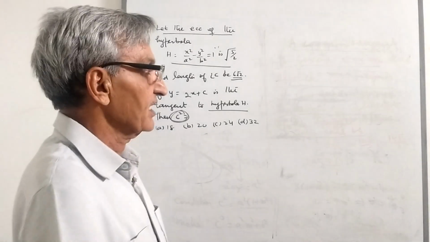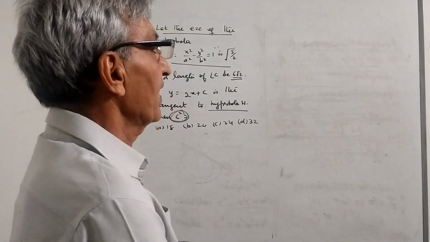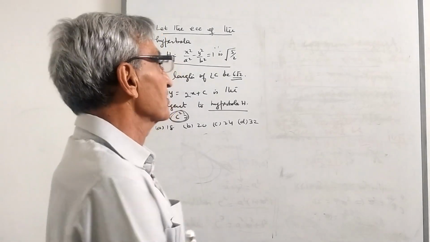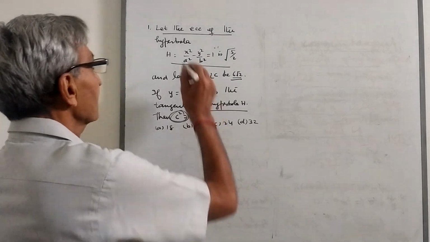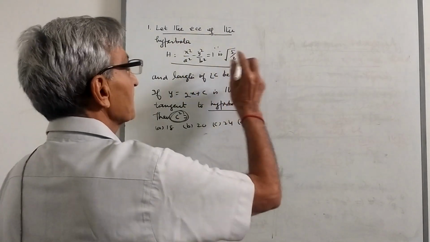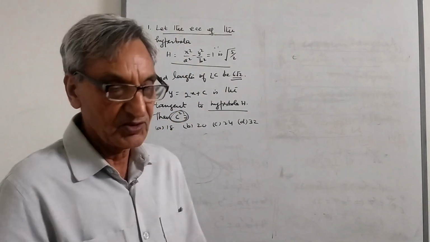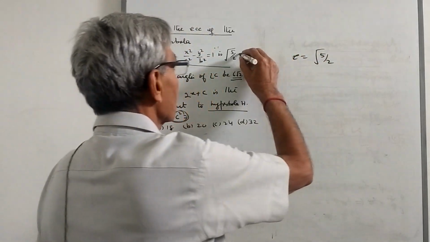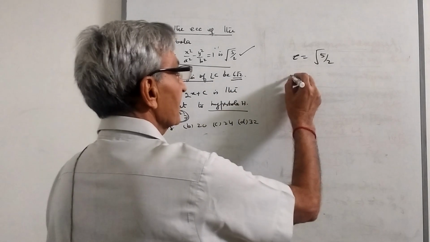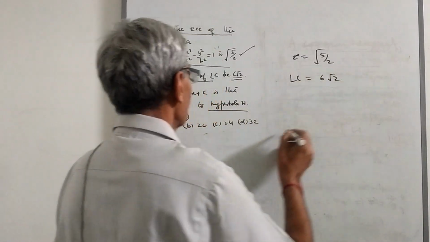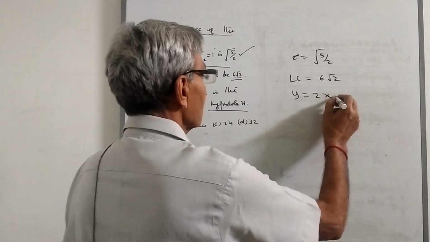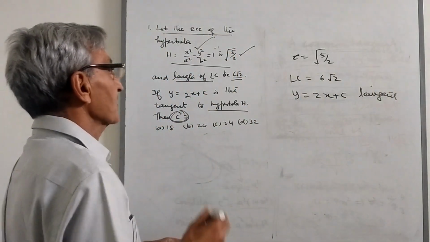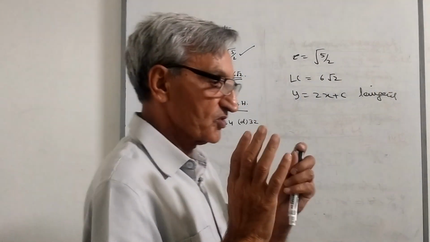My next question, the second question of this two-question episode of coordinate geometry today. I took the question from IIT Mains and I am discussing it. Here is the question: let e be the eccentricity of a hyperbola, with eccentricity e equal to root 5 by 2. The length of the latus rectum is 6 under root 2. And y equals 2x plus c is a tangent to the hyperbola x square upon a square minus y square upon b square equals 1.